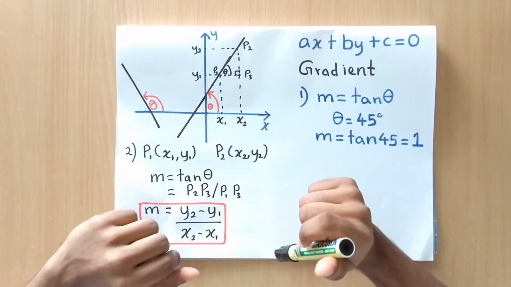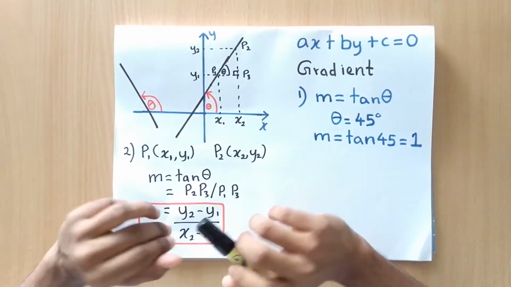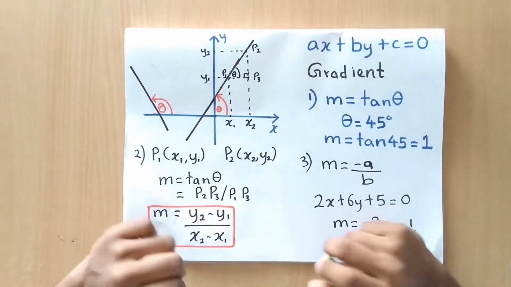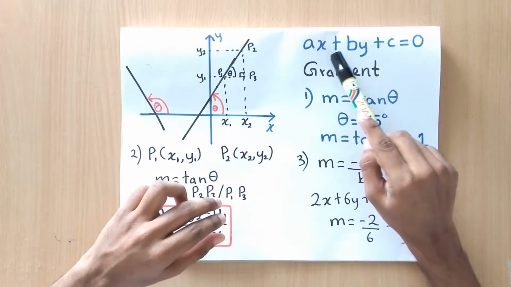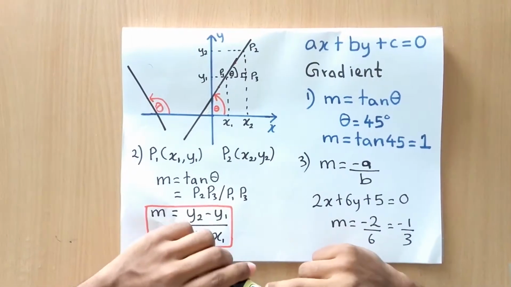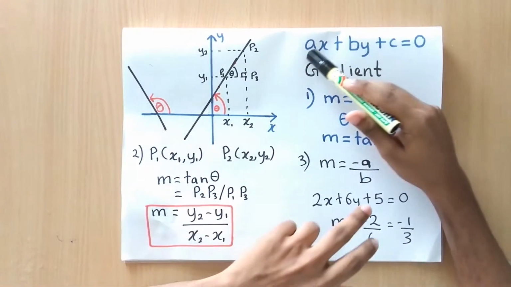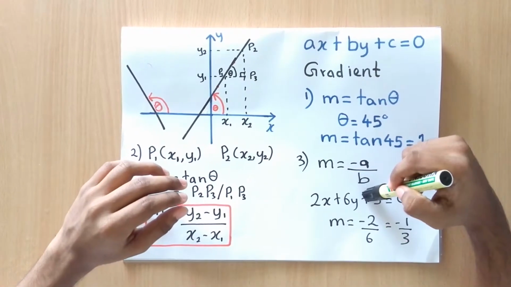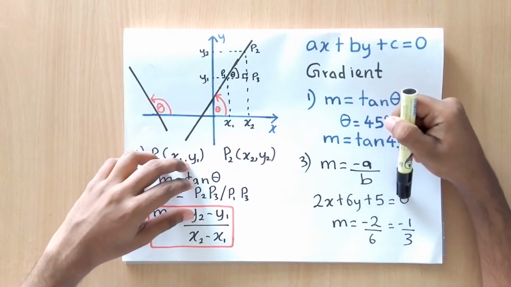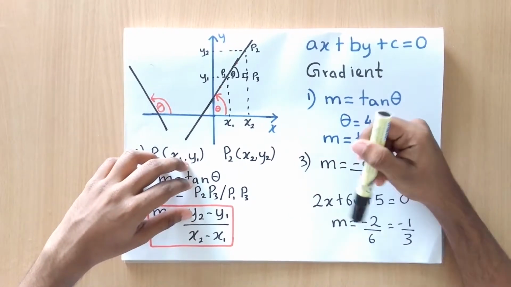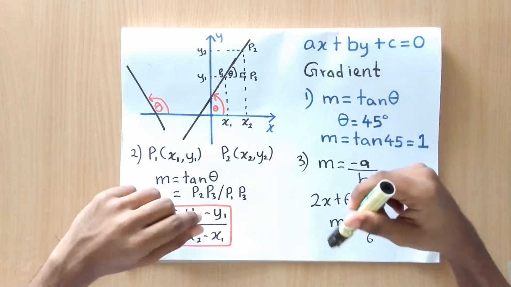So this is the formula for the gradient using the values of the coordinates of the points on the straight line. The third and final method to find the gradient is by the equation ax + by + c = 0. Here the gradient is given by m = -a/b. So the gradient of the equation 2x + 6y + 5 = 0 can be given as -2/6, that is equal to -1/3.